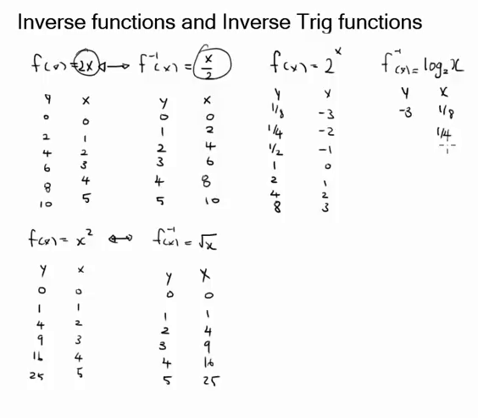If you plug in 1 on 4 into the x, then you get -2. -2 is the power. And for 1 on 2, you get -1. And when you plug in 1, then you get 0. And when you plug in 2, then you get 1. When you plug in 4, then you get 2. When you plug in 8, then you get 3. So log 2 8 is 3. Log 2 4 is 2, so on and so forth.